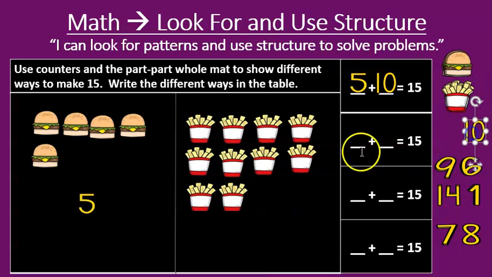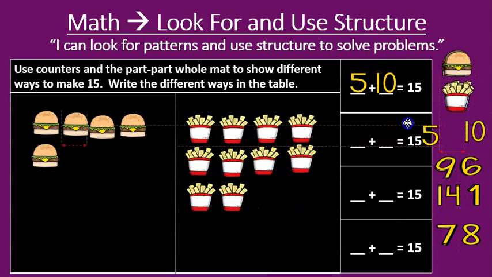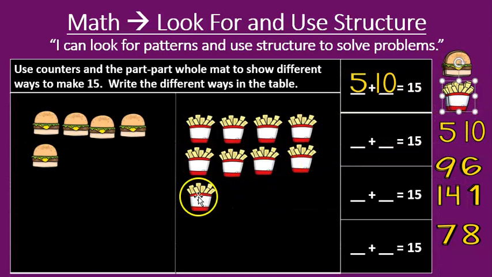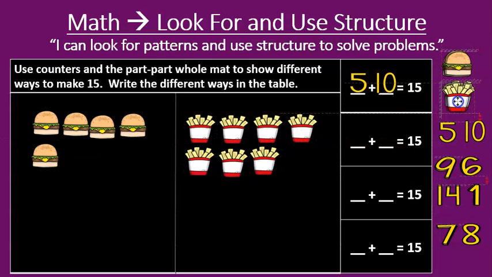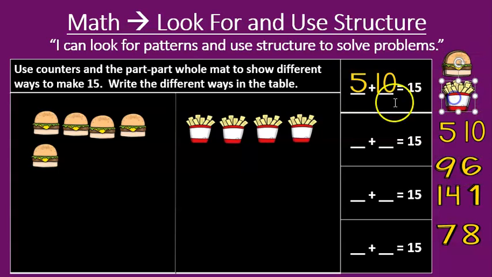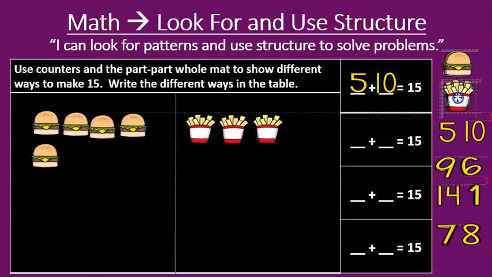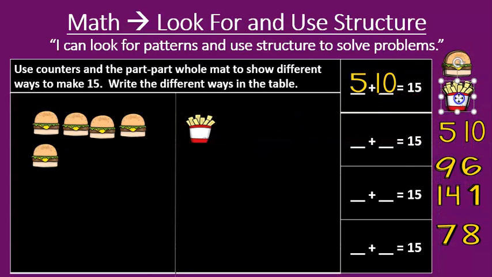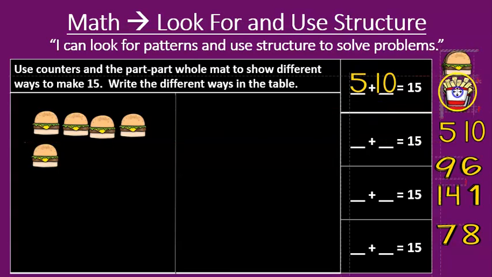Now, we're going to do this second addition equation here, okay? Let's put these numbers back because we are done with 5 and 10. And let's also put our French fries back. Now, boys and girls, in the second addition equation, we're going to have to come up with two numbers that equal 15 again. We cannot use 10 and we cannot use 5, okay? We're going to have to use two different numbers to get to 15.